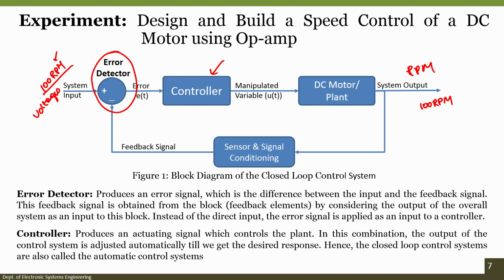But how do we convert these voltages to RPM? We should always think about the scaling factor. Based upon the voltage that we provide, and the chosen scaling factor, we get the information about what voltage corresponds to what RPM.